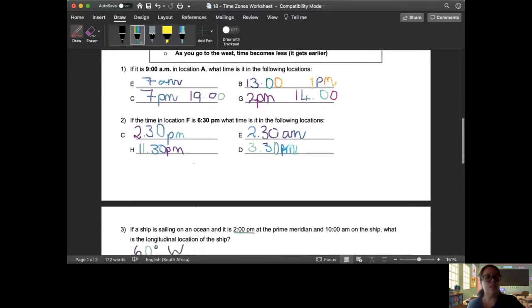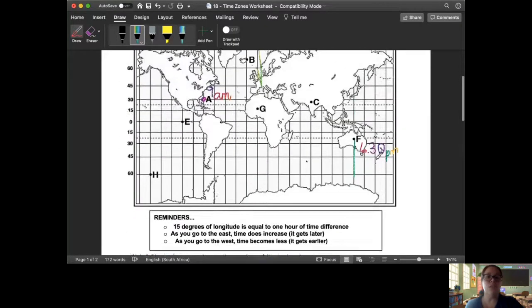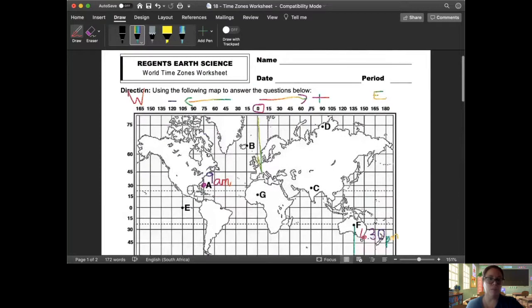All right, then if we go to the next one, we've got number 3, if a ship is sailing on an ocean and it is 2 p.m. at the prime meridian and 10 a.m. on the ship, what is the longitudinal location of the ship? So now it's really important that we know where our prime meridian is, which is here. And now we know that it is 2 p.m. in the afternoon. And now if we need to work out an AM, we know that we need to go to the left because morning comes before afternoon.